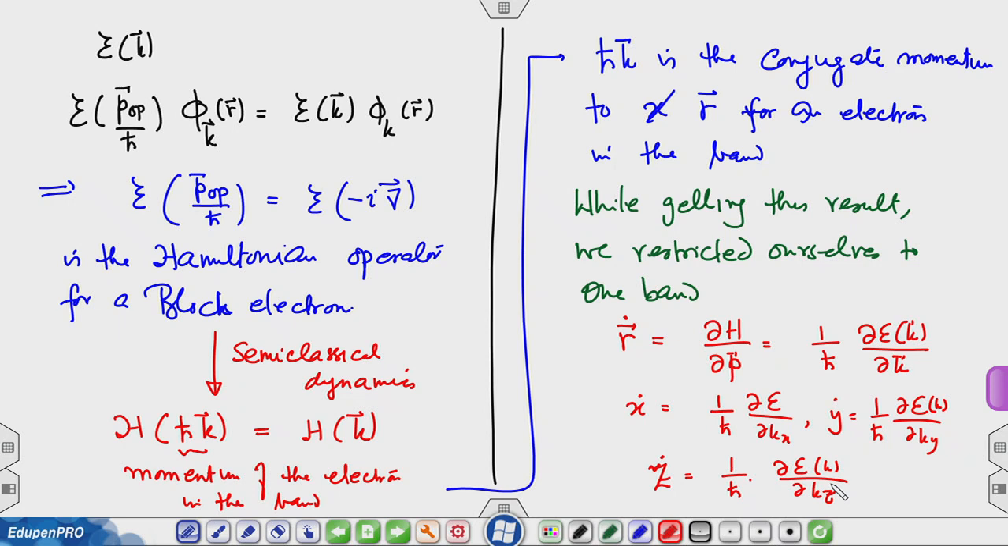Doing it this way also brings out very nicely the fact that you are working in semi-classical dynamics. You took the energy eigenvalues and showed that the k is conjugate to r, and then therefore, I could write the Hamilton's equation of motion for this electron. And again, keep in mind I am talking about a wave packet. So, this gives you another way of looking at that the velocity of electron can be considered to be the derivative with respect to k.